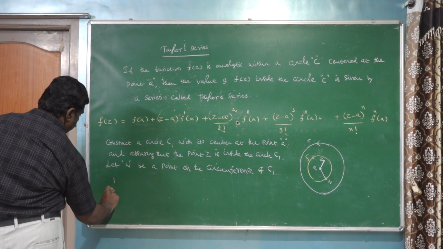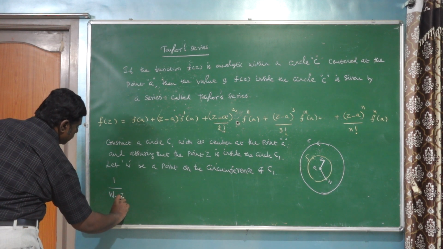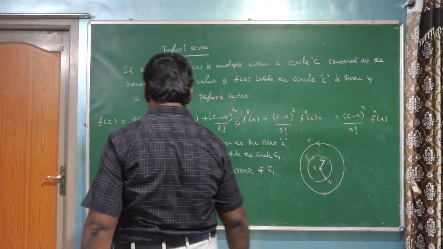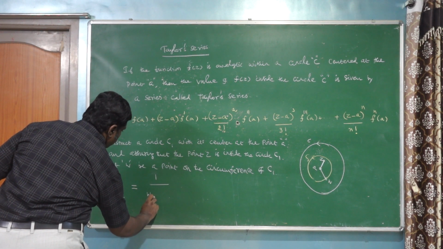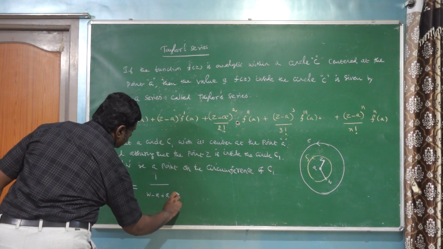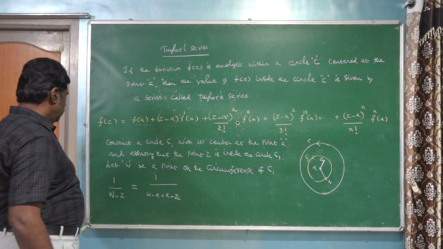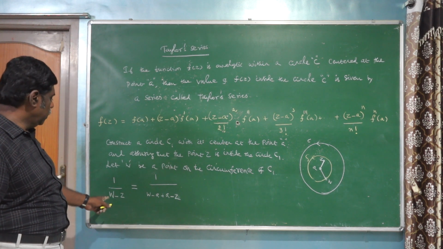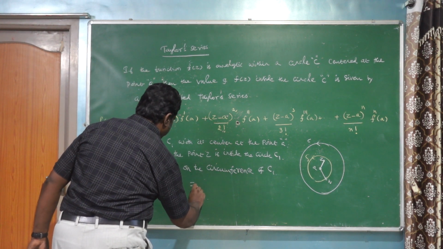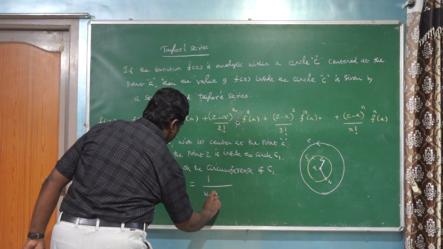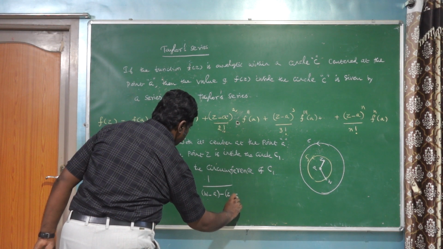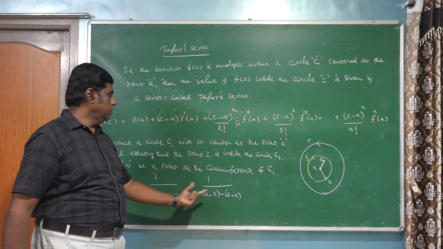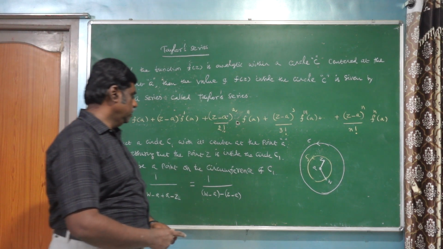Now, the value of 1 divided by W minus Z is equal to 1 divided by W minus A plus A minus Z. Here we add minus A plus A, which is 0, and we get W minus Z. This is equal to 1 divided by W minus A minus of Z minus A. Just I have written W minus A as such, then by taking the negative sign outside, A minus Z is modified as Z minus A.